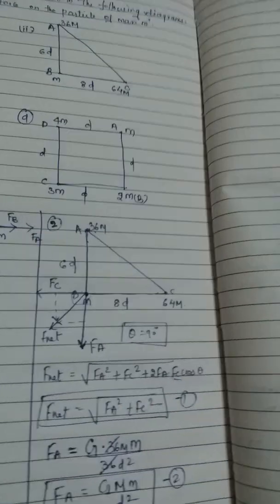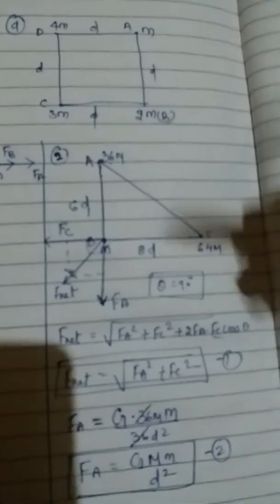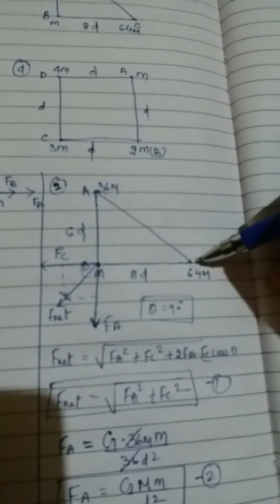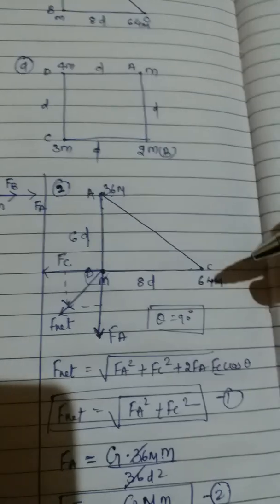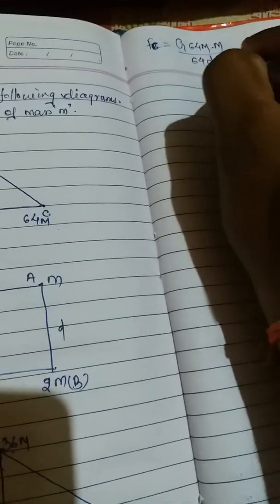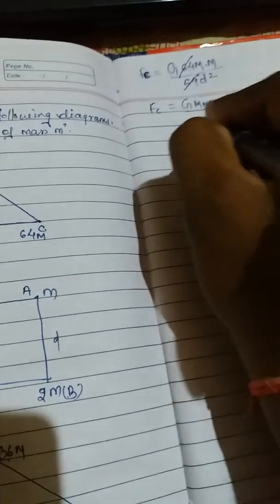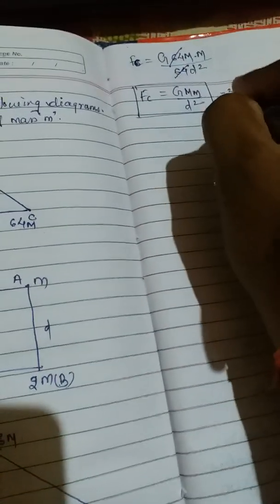This is the value of Fa. Take it as equation 2. Similarly, we'll get the value of Fc. Fc will be the force between this 64m and this small m. So these two we can get again by the gravitational law. That is G into 64m into small m by d square, how much is that, that is 8d, so that is 64d square. So this 64 cancels, and we get Fc is equal to G into capital M into small m by d square. You treat it as equation number 3.